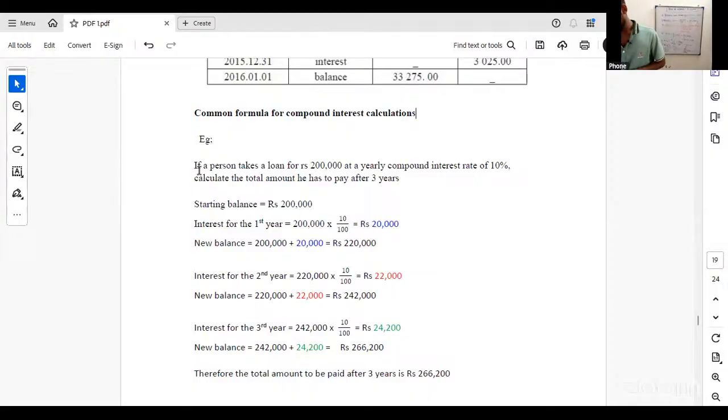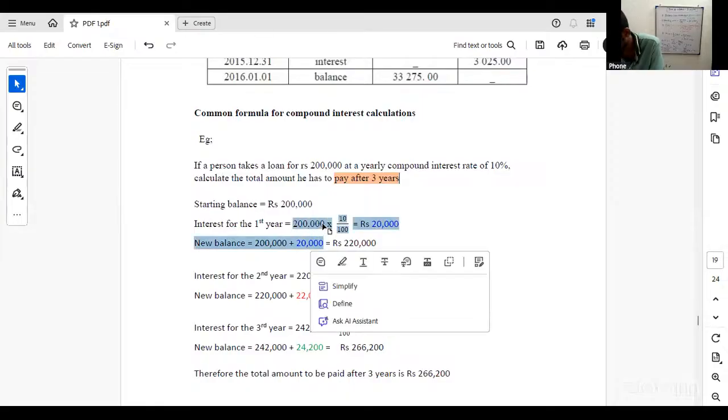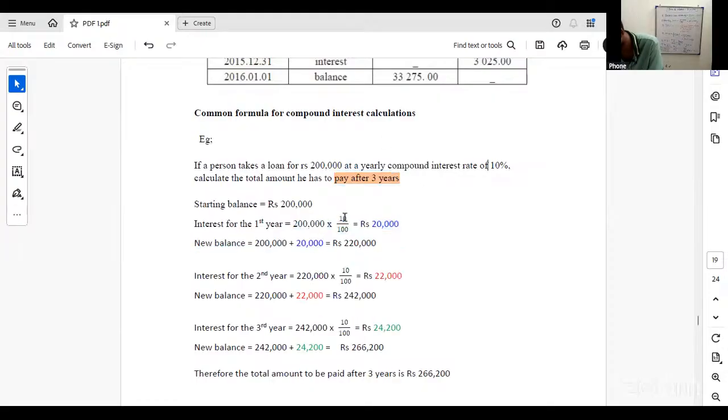The example says, if a person takes a loan of 200,000 at a yearly compound interest rate of 10%, then calculate the total amount he has to pay after 3 years. Now see this, the starting balance is 200,000. He took 200,000. Then the interest for the first year is 200,000 into 10 over 100, because the compound interest rate is 10%. So the interest for the first year is 20,000.